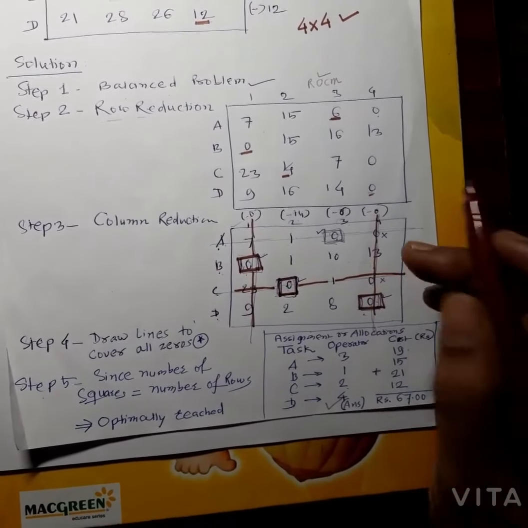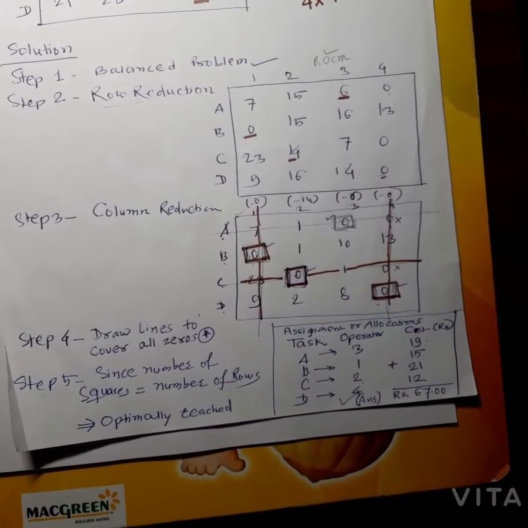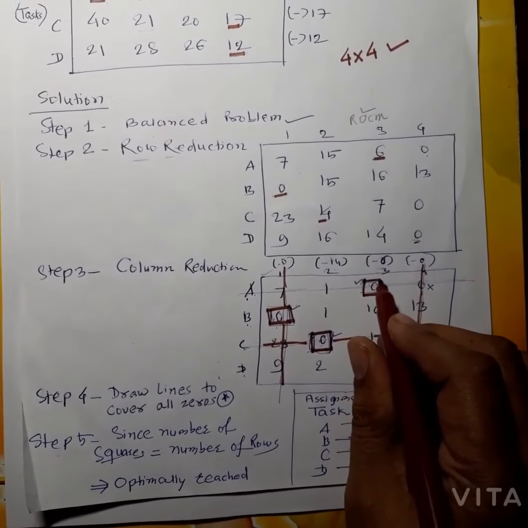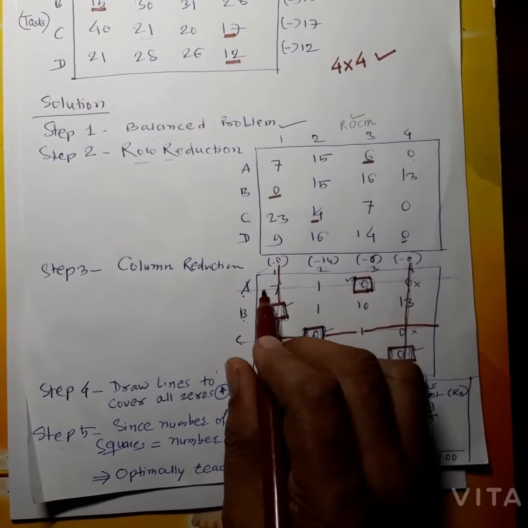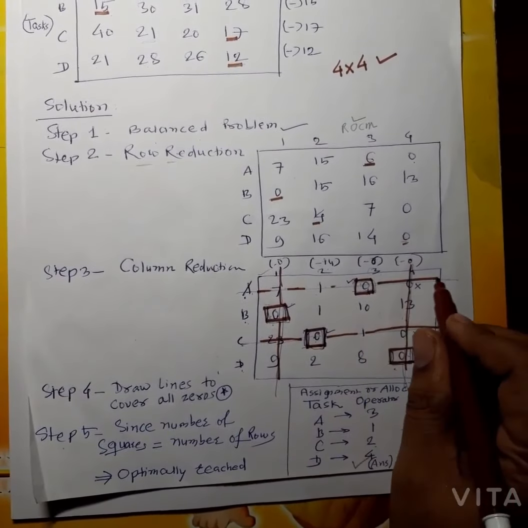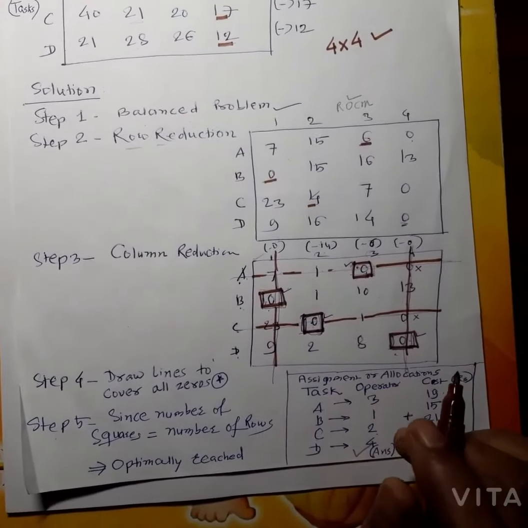Correct? Now in the third column, 1 zero is located. Put a square mark and draw a horizontal line on it. Right? This is also covered.